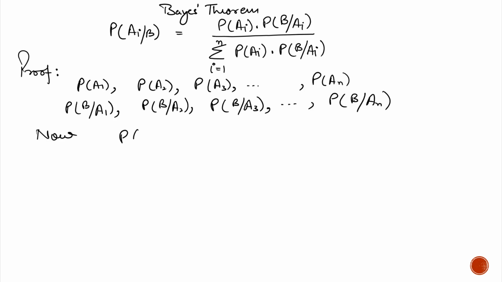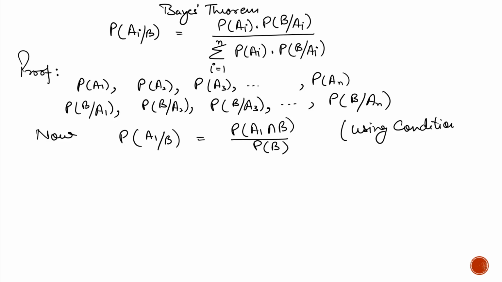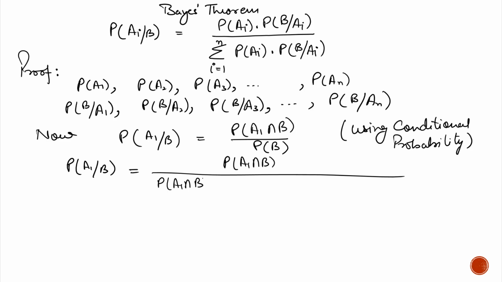So we can find this probability of A1 by B by conditional probability, and the formula is probability of A1 and B divided by probability of B. And now probability of B depends upon A1, A2, A3 and so on. So we can say that probability of B is probability of A1 and B or probability of A2 and B and so on till to probability of An and B.